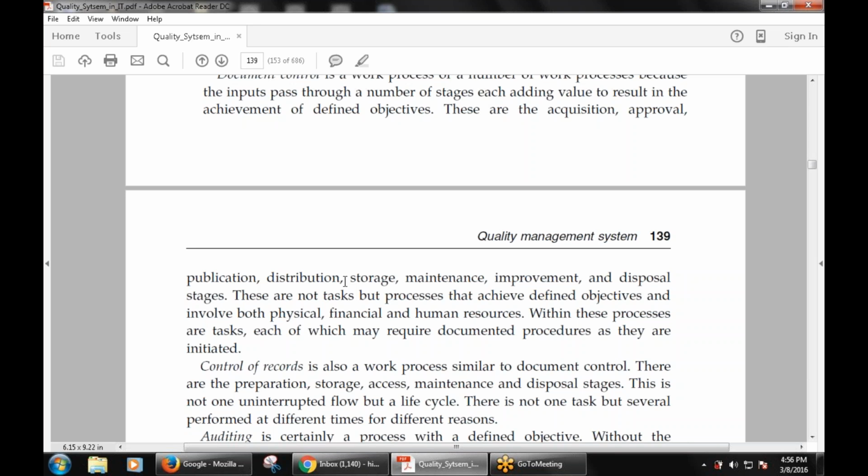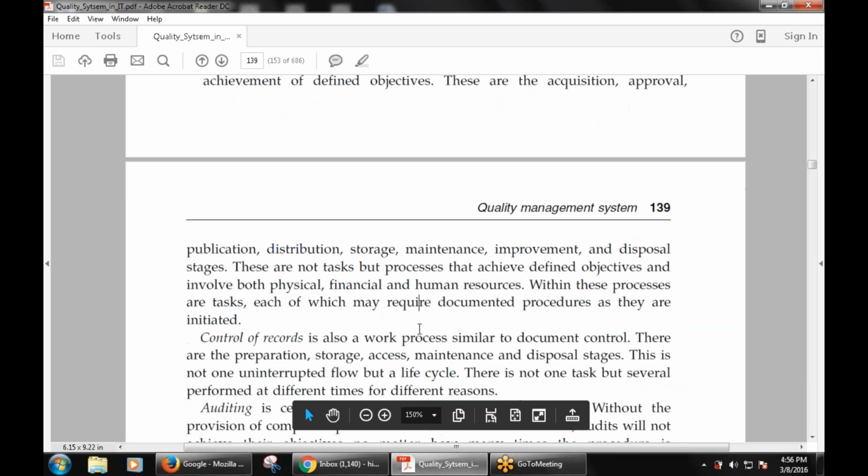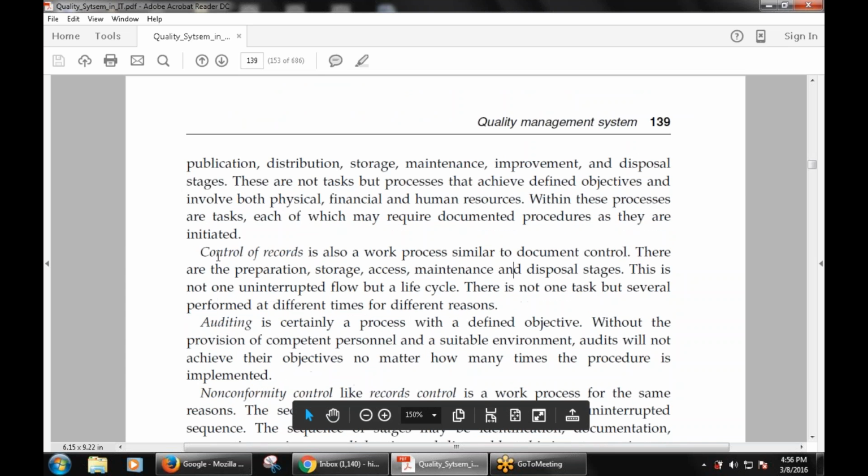Within these processes are tasks, each of which may require documented procedures as they are initiated. Whatever the procedures that are carried out, these require the procedure to be documented. And the control of records is also a work process that is similar to document control. Whatever procedure is carried out for document control, the first one is the control of records.